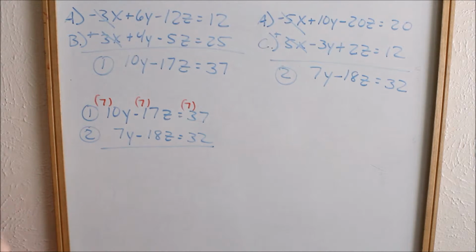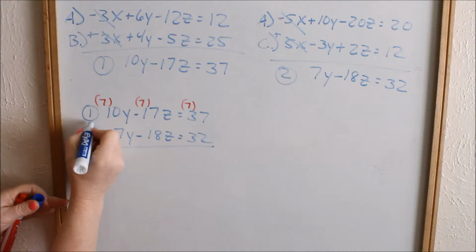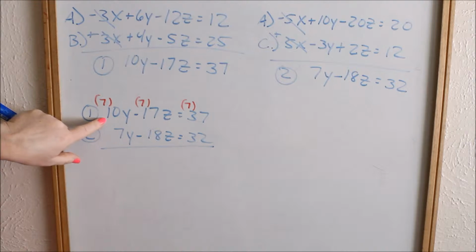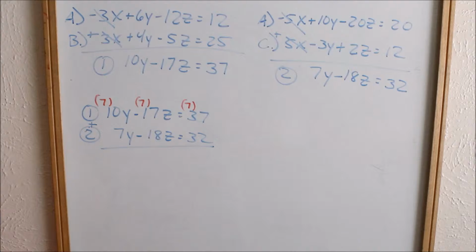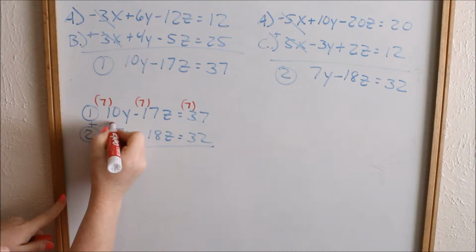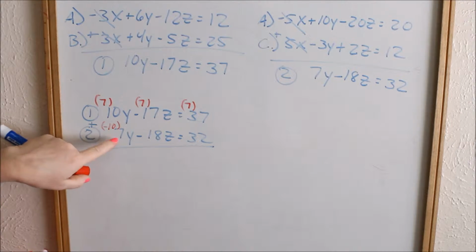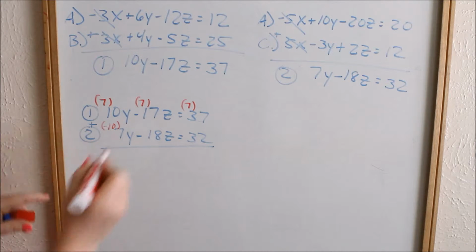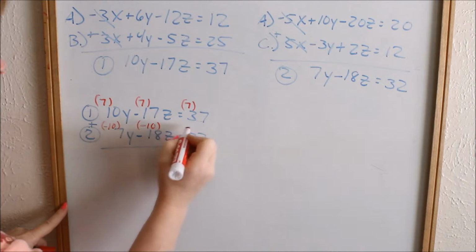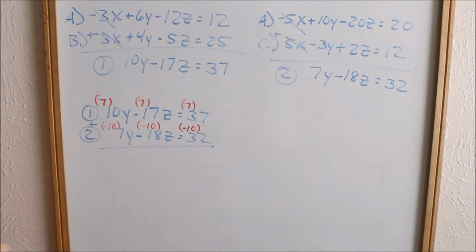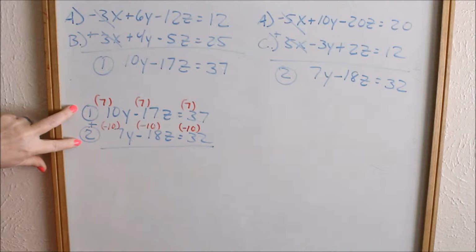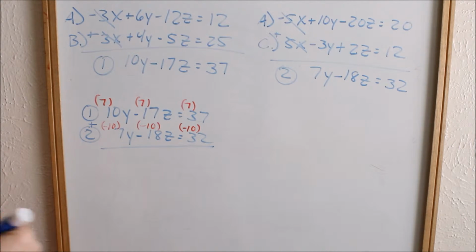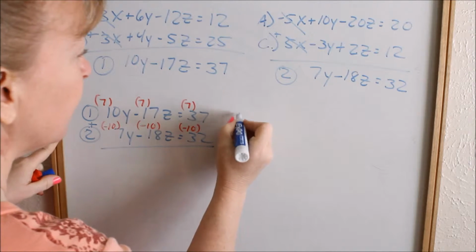In order for them to eliminate, when I add them together, one has to be positive and one has to be negative. So if I'm going to make this a positive 70, I need to make this a negative 70, which means I need to multiply it by a negative 10. Negative 10 times a positive 7 would be a negative 70. If I multiply this by a negative 10, I have to multiply everything by negative 10. So this time in elimination, I had to multiply something to both equations in order to get one of my variables to eliminate. So I'm going to rewrite my equations.